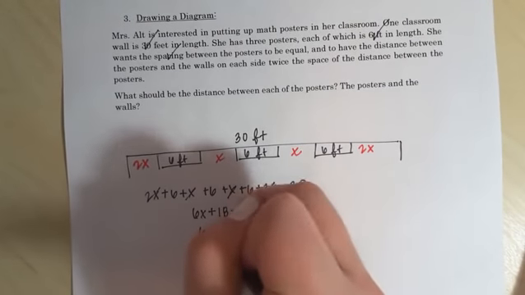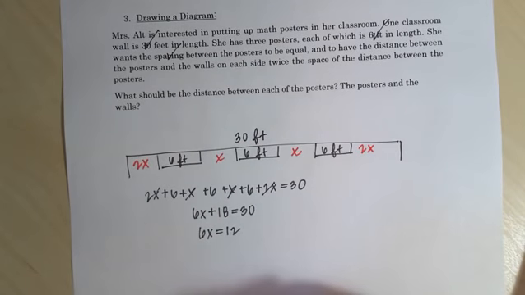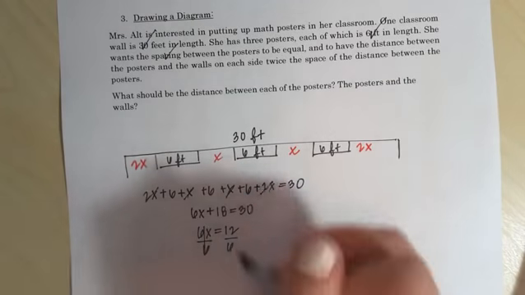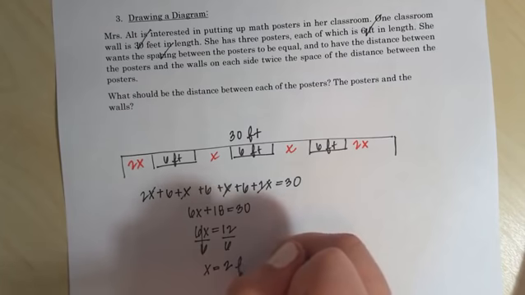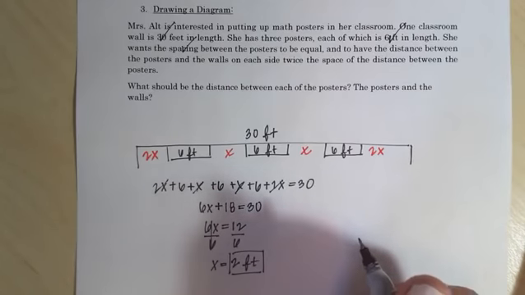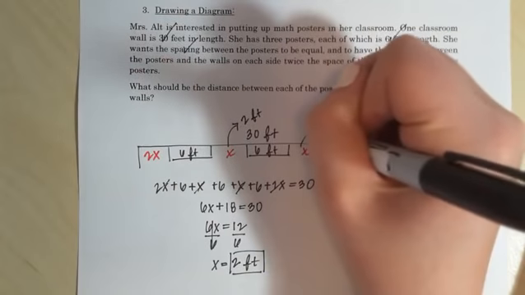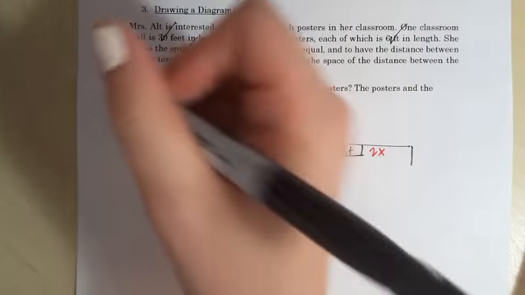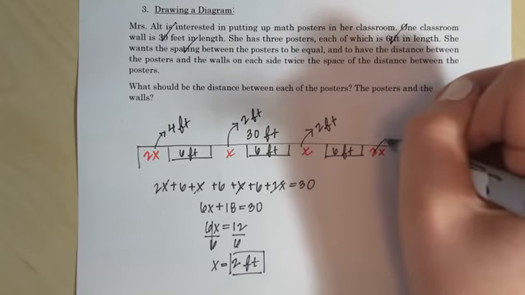I'll subtract 18 from both sides. When I do that, I'll have 6x is equal to 12. And then I'll go ahead and divide both sides by 6. So 12 divided by 6 is going to be 2, and we're measuring in feet. So each of the spacings between the posters is going to be 2 feet. So this guy will be 2 feet, and this guy will be 2 feet. These are each 2 times 2 feet, so this value is going to be 4 feet, and so is this value.